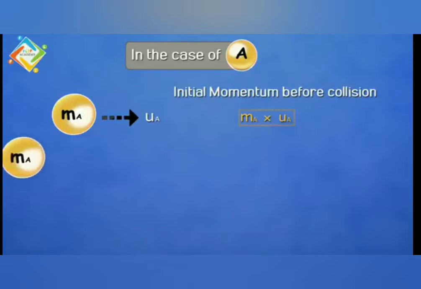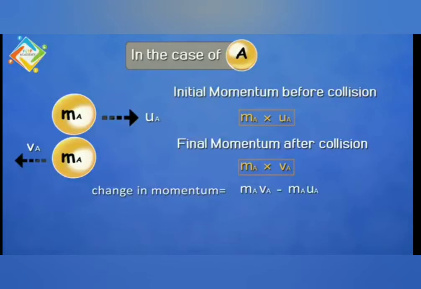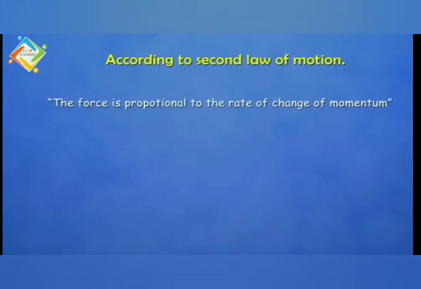While the ball A moves with final velocity VA after the collision, the final momentum becomes MA into VA. If we calculate the change in momentum, it becomes MA VA minus MA UA. If we take MA common, it will become MA in bracket VA minus UA. According to the second law of motion, the force is proportional to the rate of change of momentum.